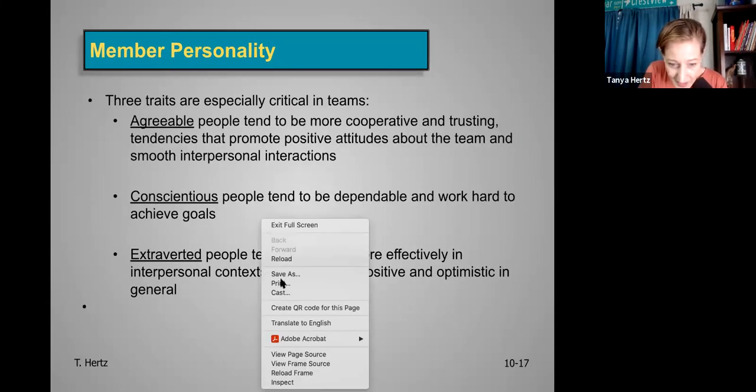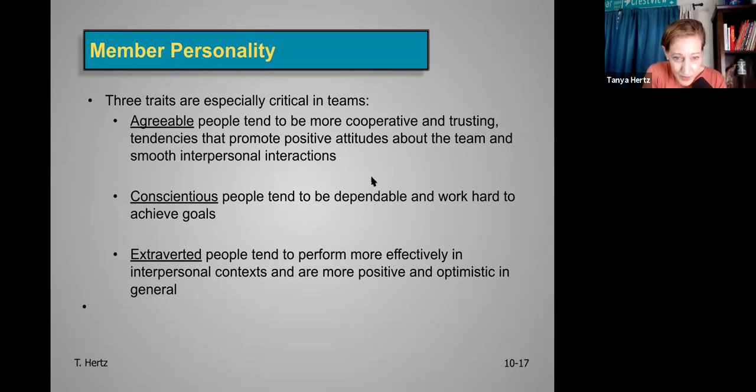So we'll go through this quickly. The three traits that are especially critical in teams are agreeableness, conscientiousness, and extroversion. Remember the Big 5, which two are missing? Neuroticism is not there, even though it does play a part, and openness to experience doesn't really have an effect on teams. But agreeableness is important in teams. Conscientiousness is extremely important because we want people to be working hard and achieving goals. And extroverted people tend to perform better in teams than people who are introverted, and they tend to be ranked higher as leaders as well.